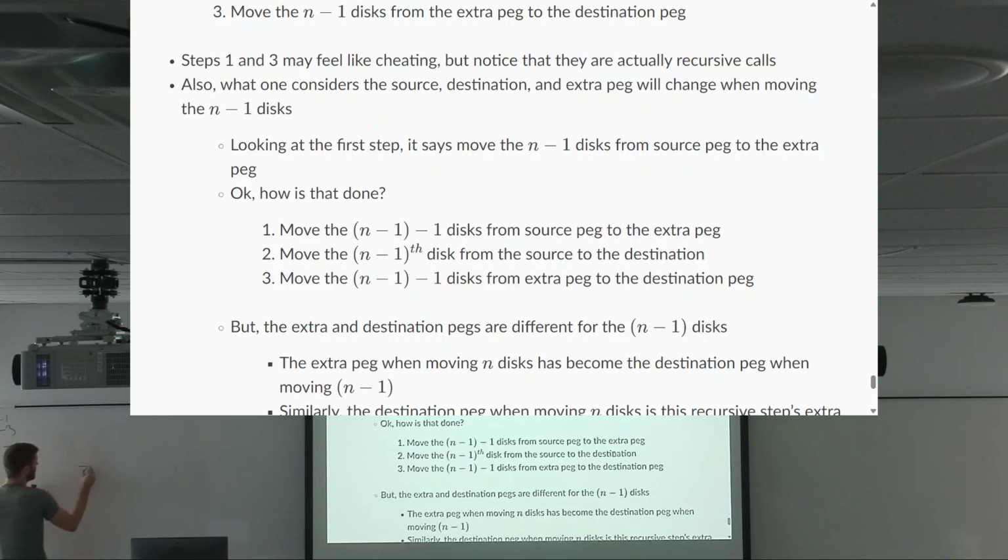So if I have 3 disks, I have to move 1 there, 1 there, that's 2, 3, 4, 5, 6, 7. Okay, yeah. For 4 disks, who wants to guess? It's probably 15 or something?